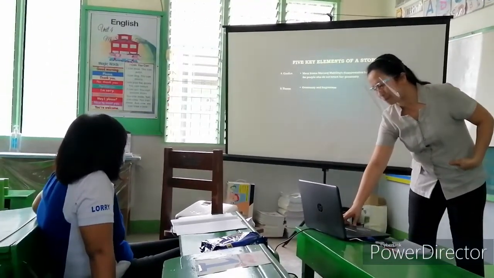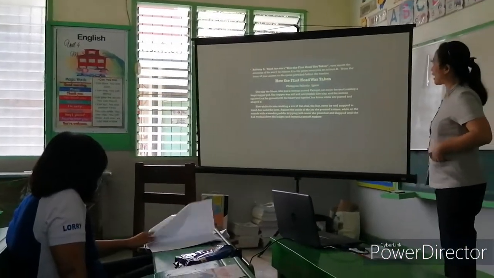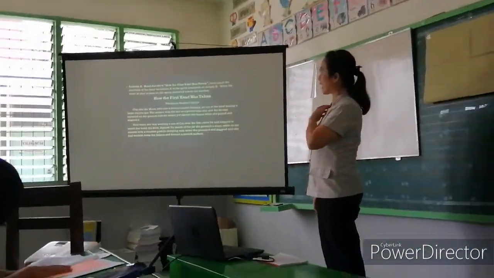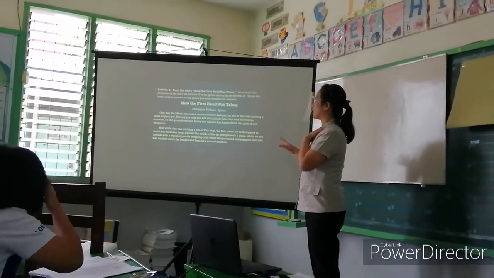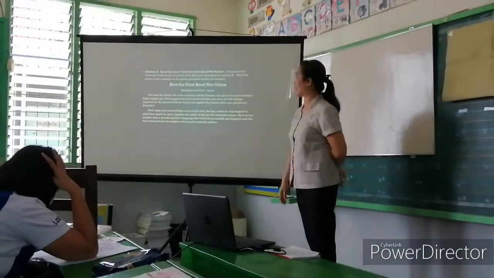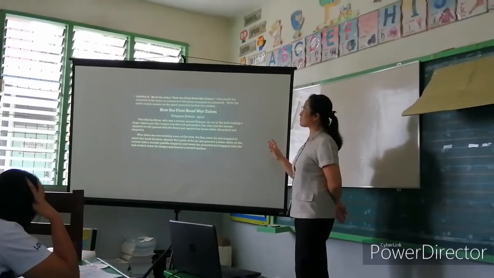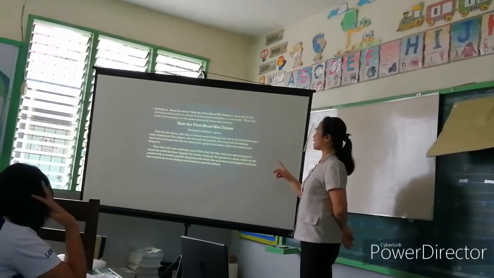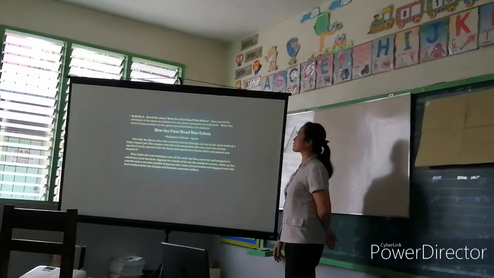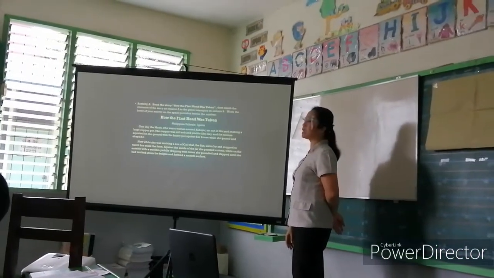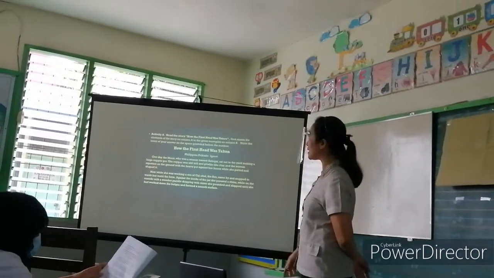So, do you know now how to develop the five key elements of the story? Now, let us have first the activity A. What you are going to do here is read the story about how the first hat was taken. This is a Philippine folktale of Igorot. Then match the elements of the story in column A to the examples in column B. Also, just write the letter of your answer on the space provided for the number. Okay, I will give you a minute to read it.